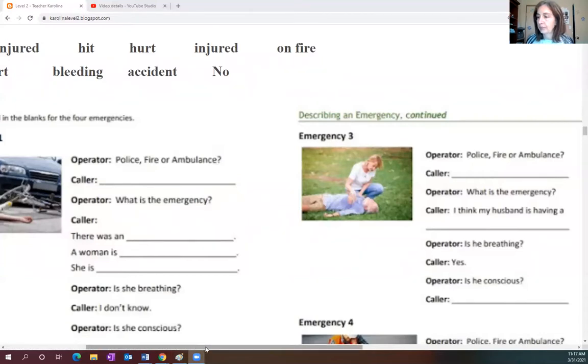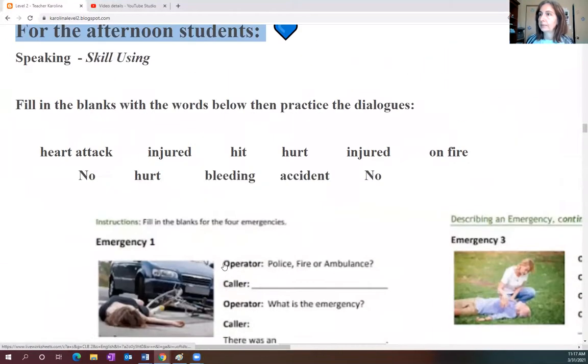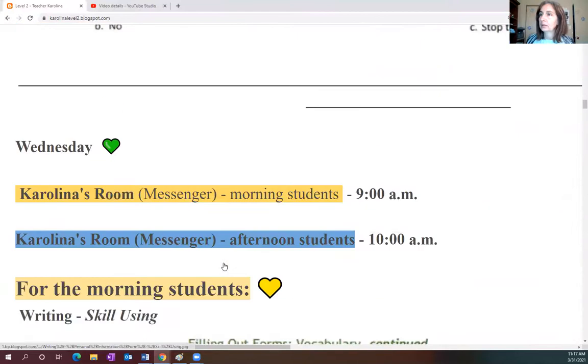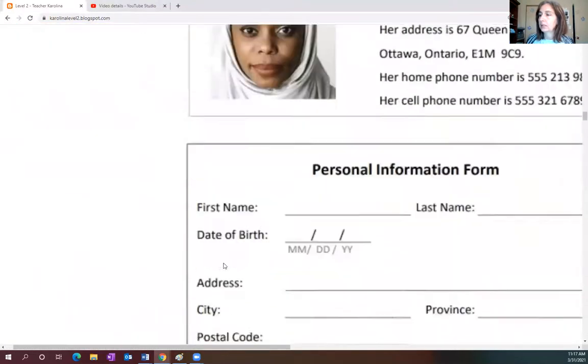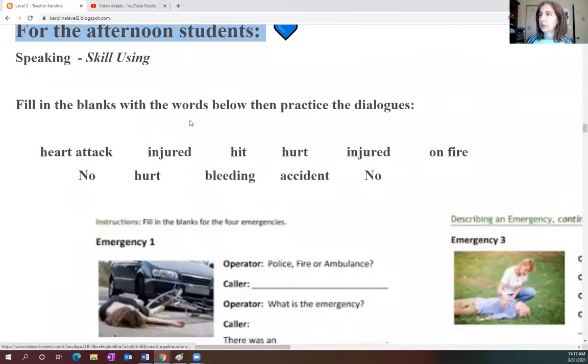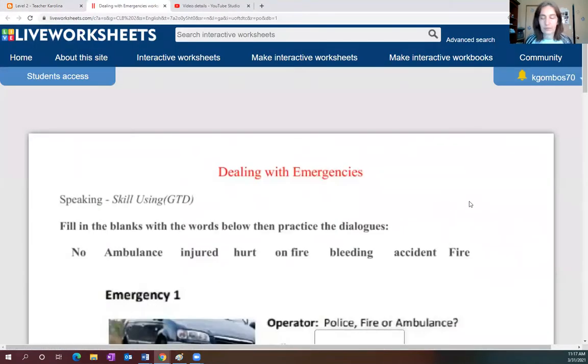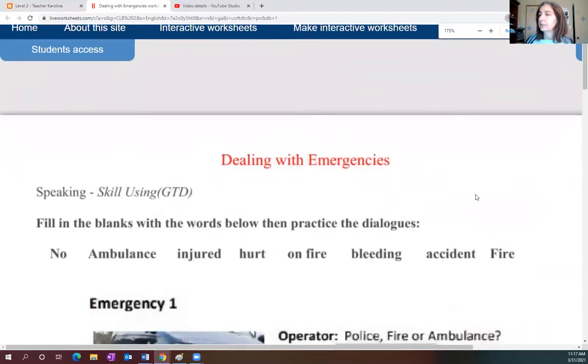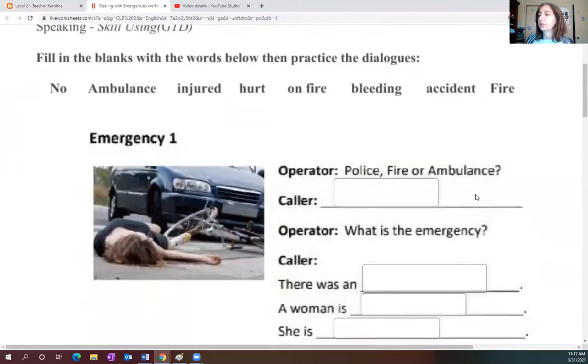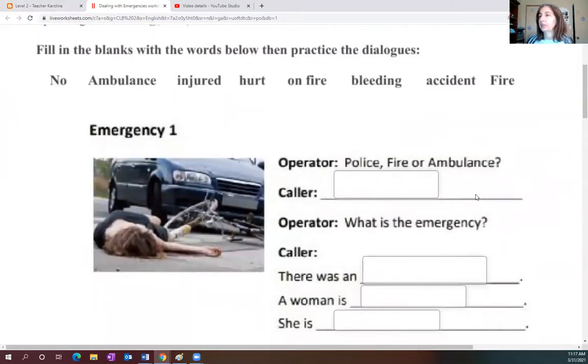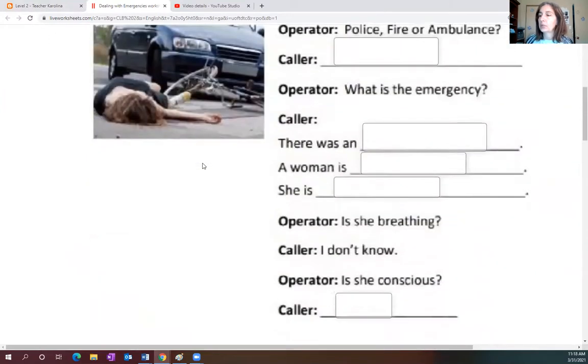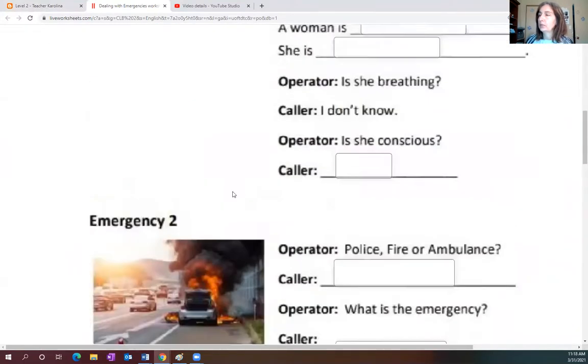So today it's Wednesday, and this is for the afternoon students. This is kind of a skill using for the speaking. So let's see what we have. If I click on it, it will take us to the exercise. And what you have to do there are two dialogues, emergency 1 and emergency 2.